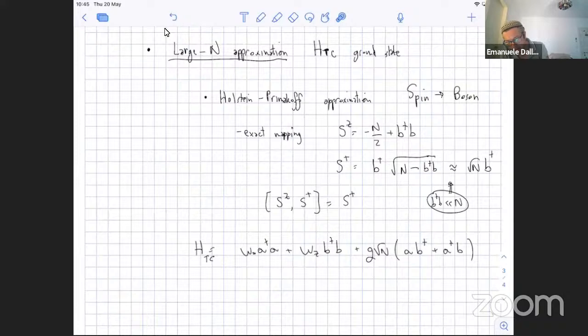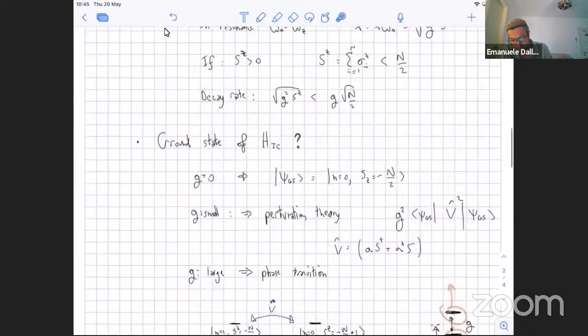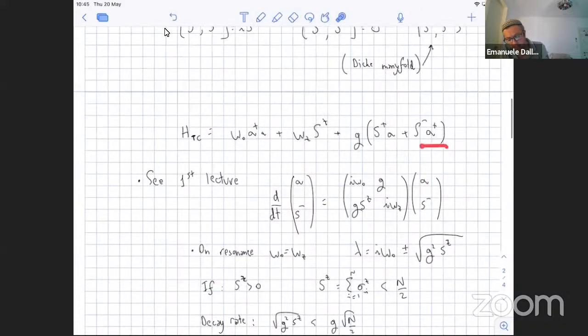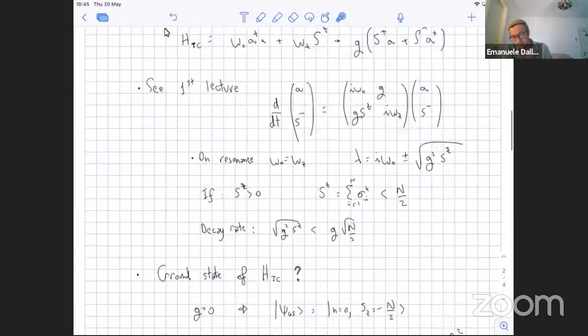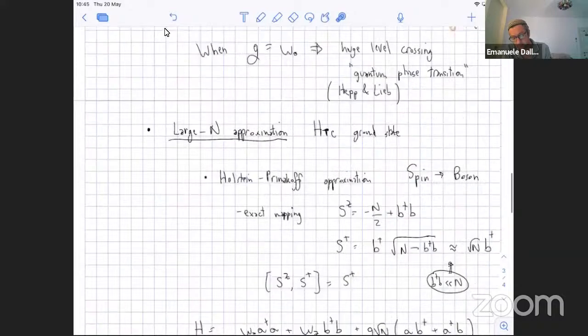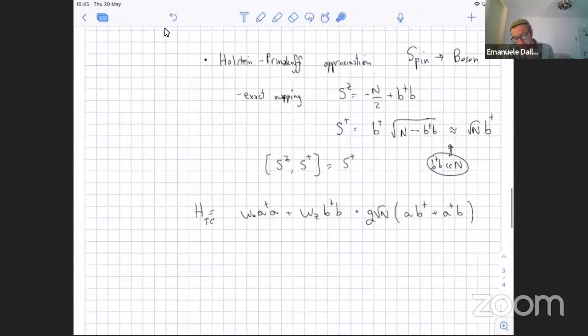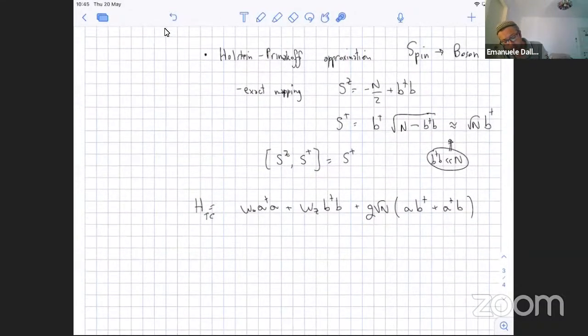Is it clear where this term comes from? The term really comes from here. You had this S plus, which is now B dagger, and S minus, which is now B. Okay, good. So let me make one comment.